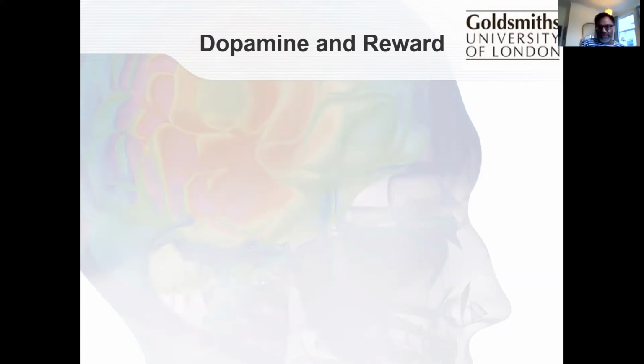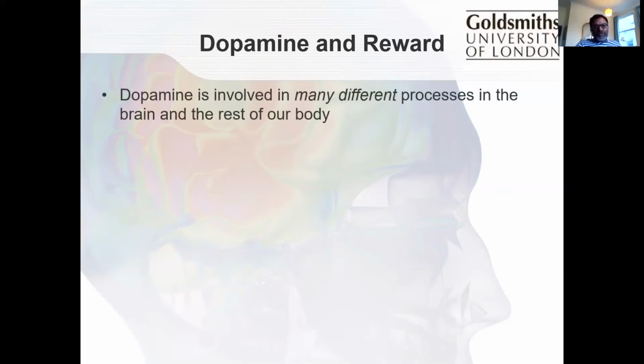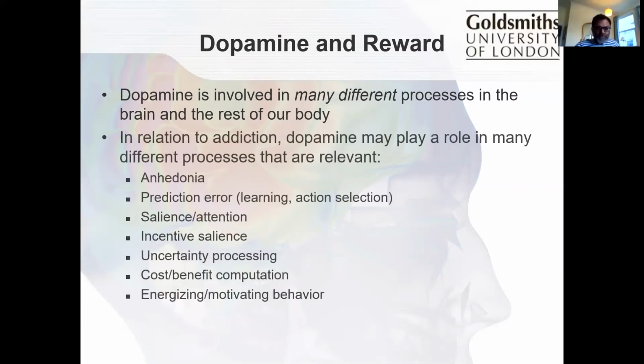So now, of course, the reason that I've been talking about dopamine is because dopamine is very involved in that reward pathway that Olds and Milner found with the rat, and which we know is very important in generally any pleasurable activities. So we know it's involved in many different processes, not just addiction, but it's a very important neurotransmitter for anything that involves a happy feeling. So in relation to addiction, dopamine plays a role in many different processes that are relevant.